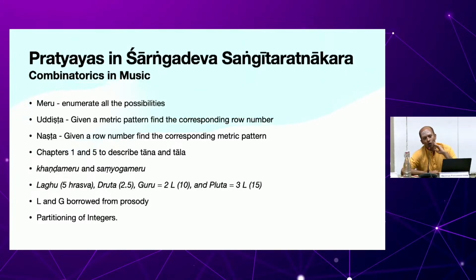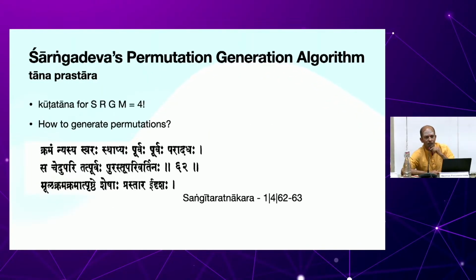Anyways, now talking about Laghu, Drita, Guru and Pluta, these are the different Angas of Tala. And where did they get this? They got it from prosody. It comes from Chandas Shastra. The Tala depends so much on Chandas Shastra. It has borrowed so much. Okay, I think I can skip this.